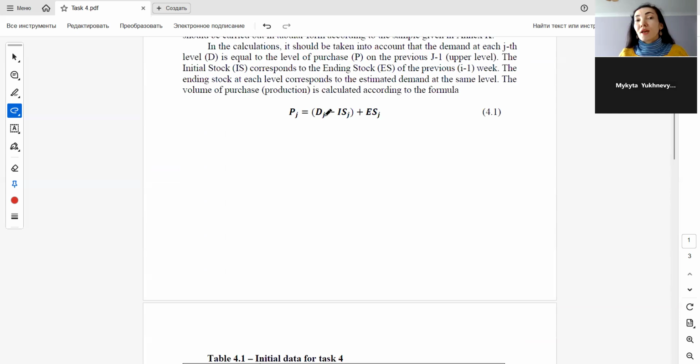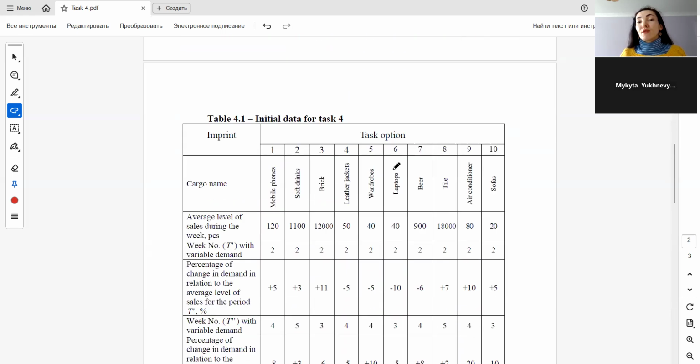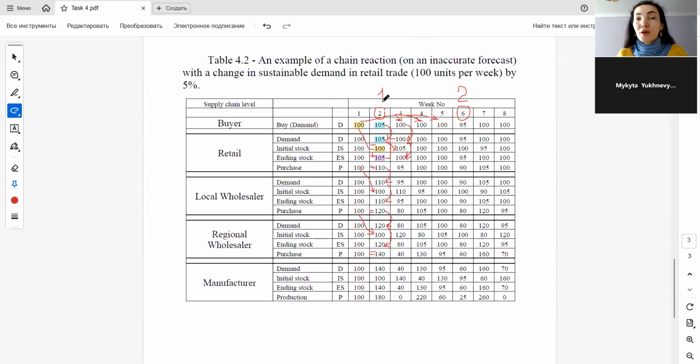D, demand, minus ES and plus ES, engine stock, the initial stock on the first day of the week and on the last day of the week. So we use this formula everywhere, come back to our demand and calculate everything. When the next change comes, we calculate this change and calculate every position.